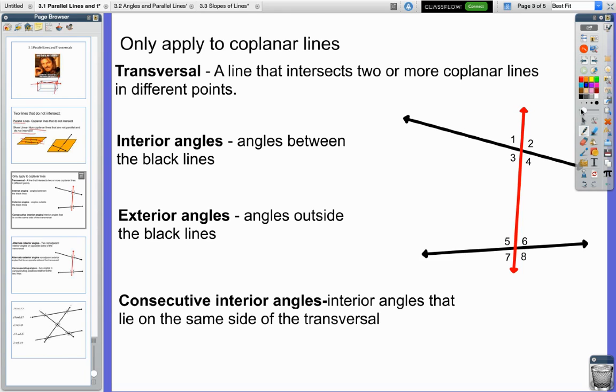If not, go ahead and rewind that. Let's try that. Let's look at consecutive interior angles. Consecutive interior angles. There we go.